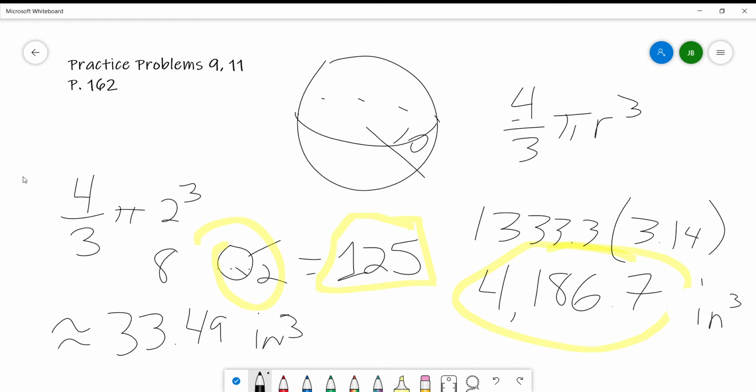So cubic inches. So I took the volume of the giant sphere, divided it by the volume of the little sphere to figure out how many little spheres fit inside the big sphere. That's how many spheres I can make. Number 11. Let's erase this.